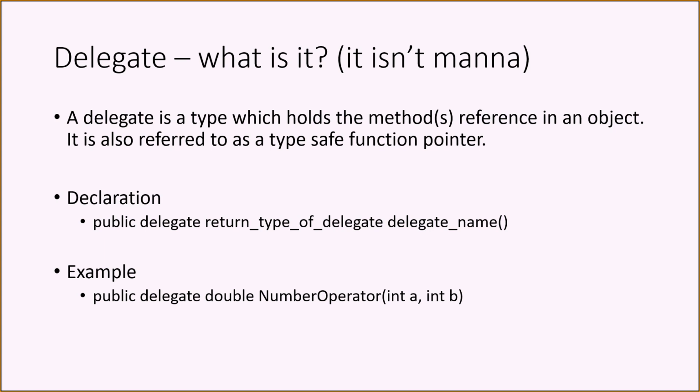And here's the declaration. Public delegate, return type of delegate, name. I don't think I finished that. And the rest of it. Oh yeah, no, it's there. Return type of delegate name. What I don't show is that it can also take parameters. So an example is public delegate double NumberOperator(int a, int b). So what does that really mean, I guess, is a good question.